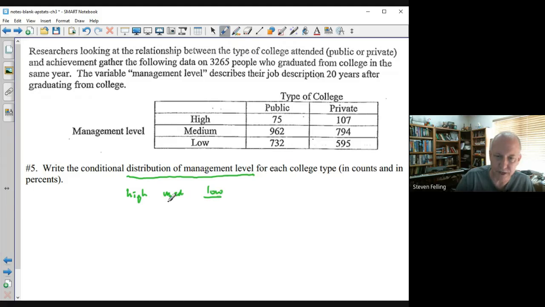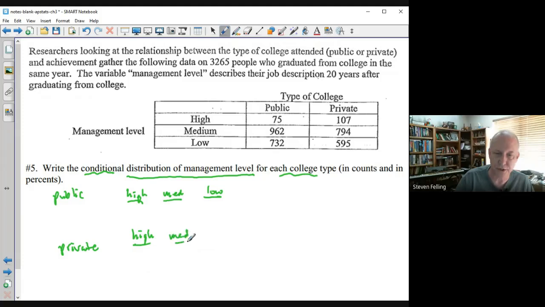And we'll have to provide values for that. But we're supposed to do conditional, and we're supposed to do it for each college type. So that means we're going to have to do one for public and one for private. So we'll do one for public, and we'll do a separate one for private. And this is going to be high, medium, and low.